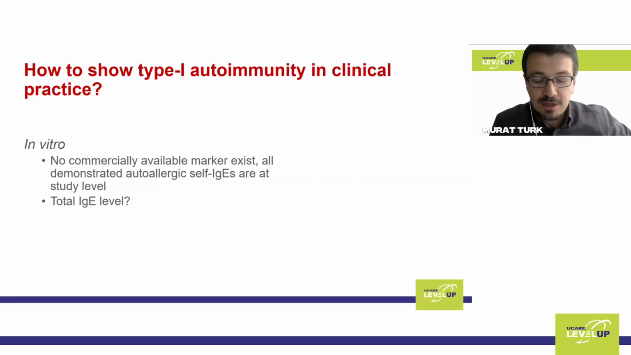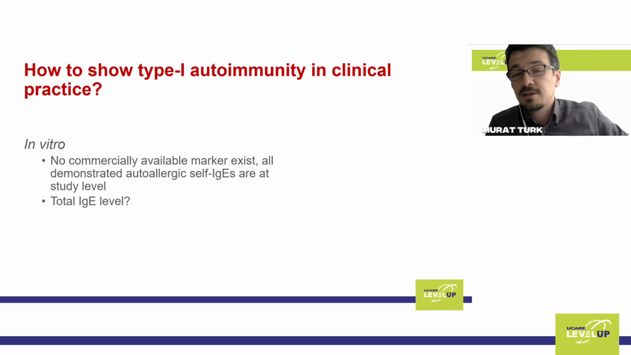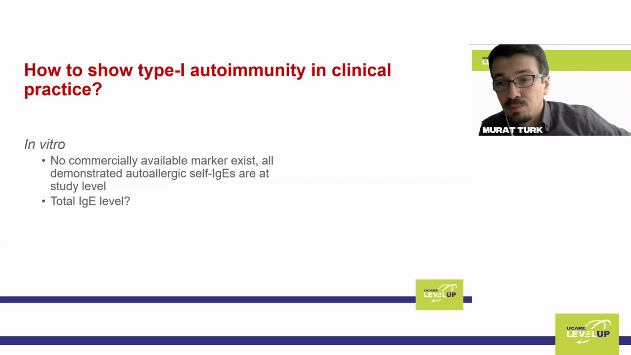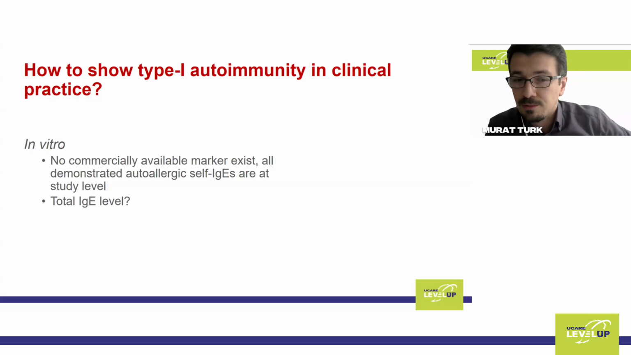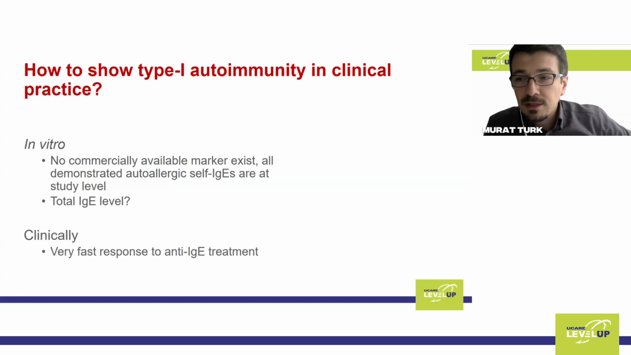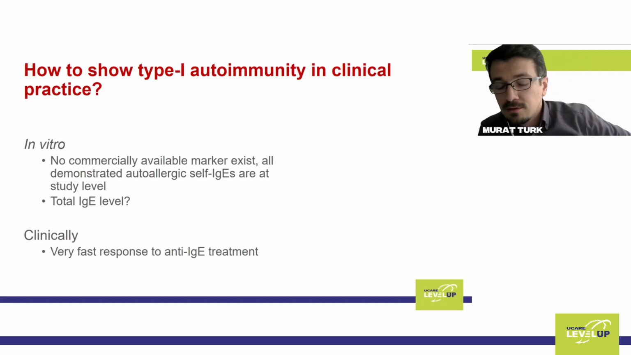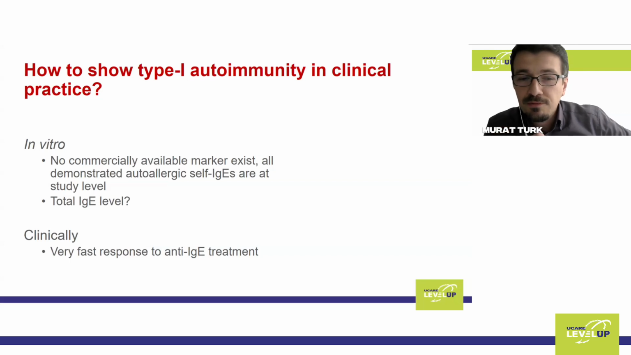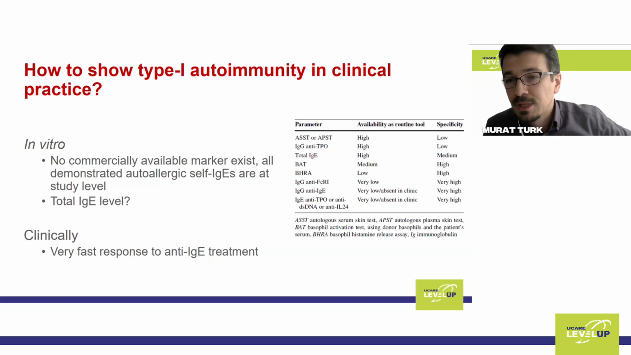Total IgE level is also a problem, especially in countries like Turkey or India, because we have a lot of patients with parasitic infections. So increased level of total IgE, unfortunately, does not help us to discriminate between type 1 or type 2b, but low levels of total IgE might. But what is the best way to clinically show if a patient has type 1 or type 2b endotype? If a patient has a very fast response to anti-IgE treatment and to omalizumab, it is a quite high probability that this patient might have type 1 autoimmunity. There are some markers used mostly in type 2b autoimmunity, which I will describe later.